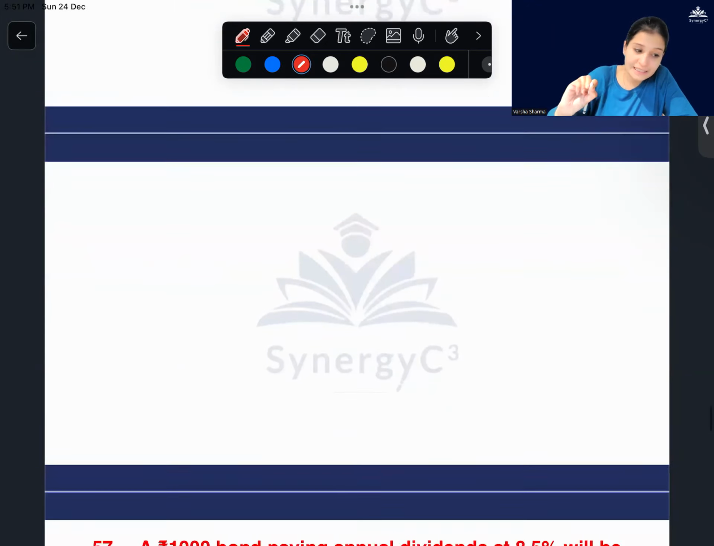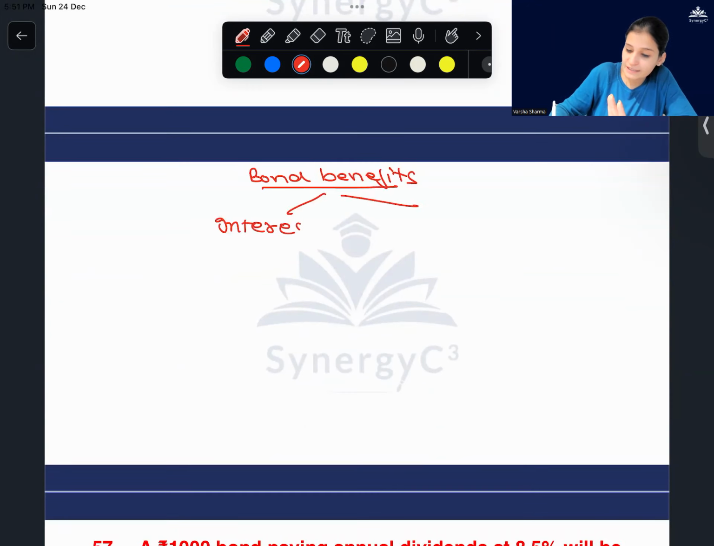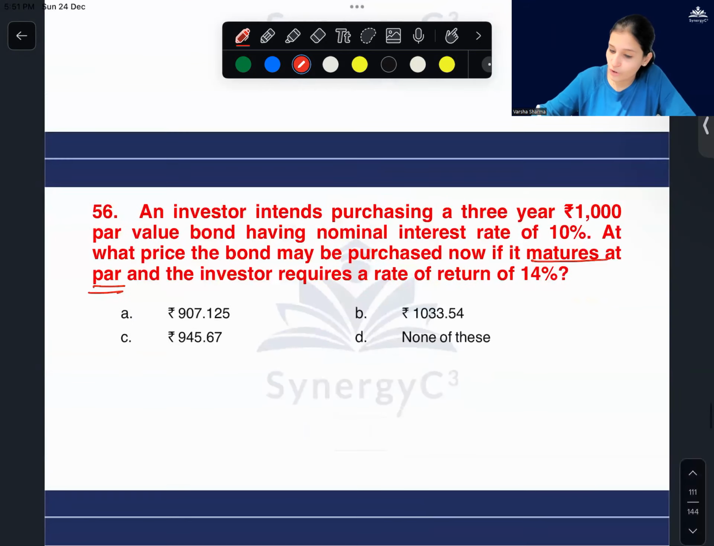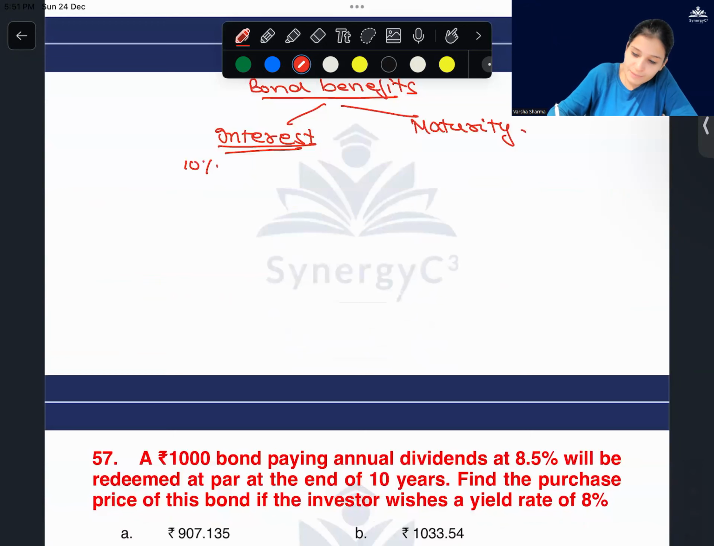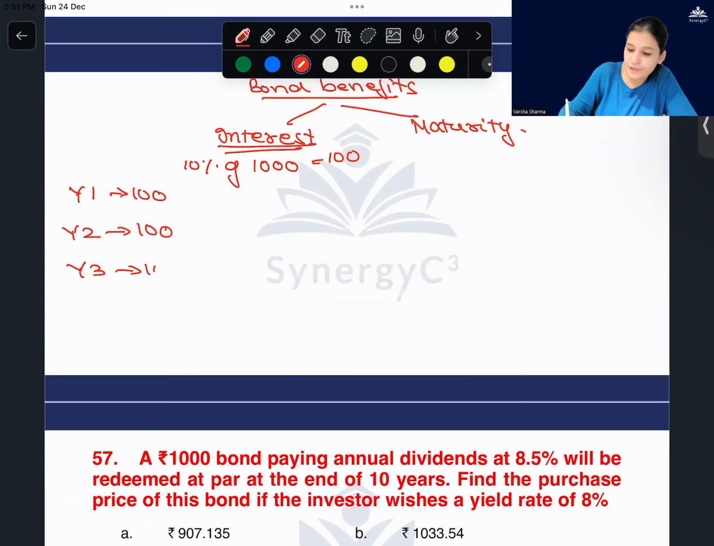First, I'm going to get an interest here, the bond benefits. Two ways. First is your interest. Please understand first. And the second is after maturity. Yes? Now, interest is how much? In the question, nominal interest rate was given to us as 10%. So that 10% will be calculated on the marked price, that is 1,000, which is how much? 100 rupees. So after year 1, I'm going to get 100 rupees. After year 2, I'm going to get 100 rupees. And after year 3, I'm going to get 100 rupees.